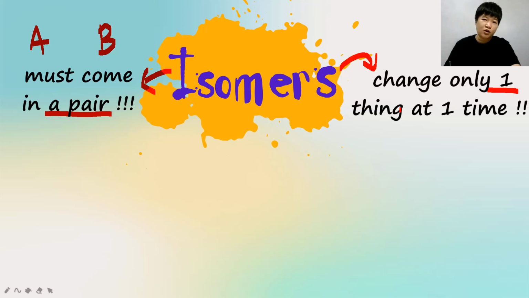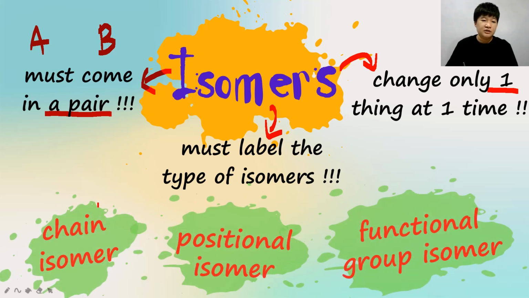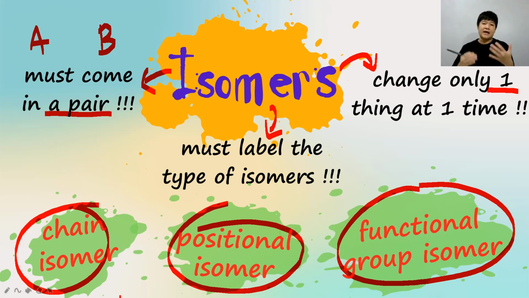at one time. If we are talking about functional group isomer, you only change functional group. The longest carbon chain, the position remain the same. If you are talking about positional isomer, you only change position. The functional group is the same, the parent chain also the same. Isomer must have the label because we have three types of isomer. You have chain isomer, you have positional isomer, you have functional group isomer. So when you say they are isomers, make sure you label what isomers you are talking about. Okay? Simple, easy. And that is everything about isomers.